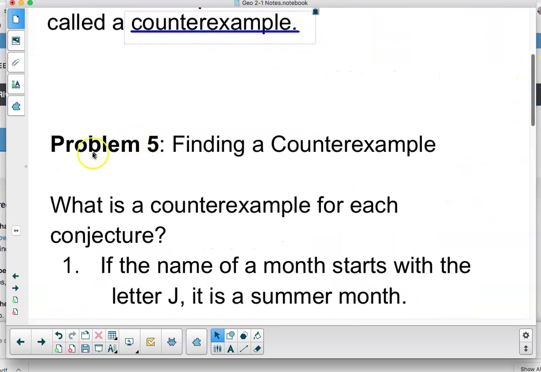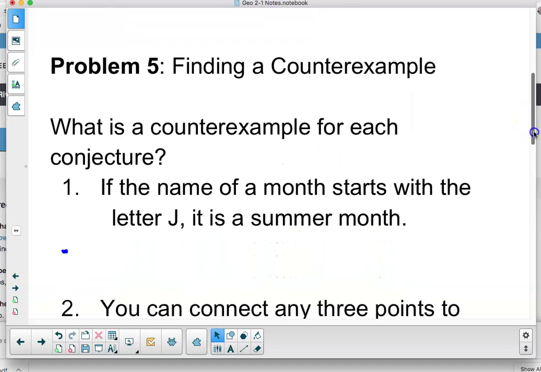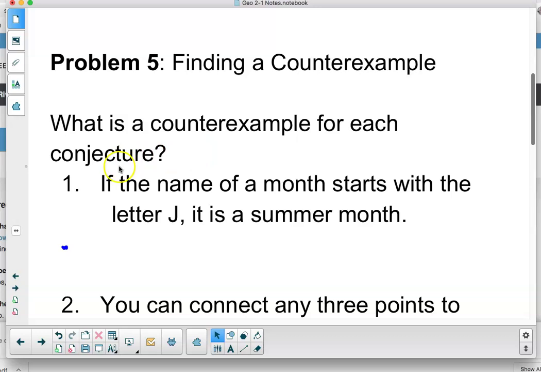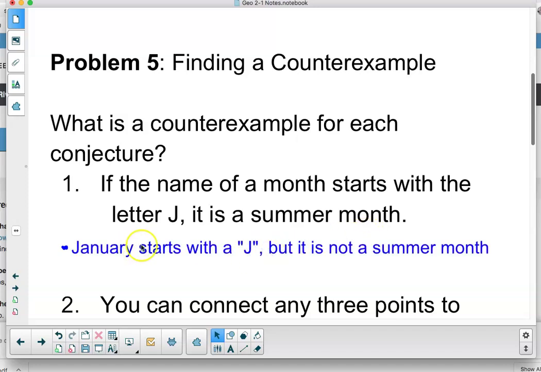Now, in problem 5, I'm telling you right now, we're finding a counterexample. That means I'm pretty much telling you the conjecture I'm reading is wrong. You've got to find why it's wrong. So number 1: if the name of a month starts with the letter J, it is a summer month. And I'll have people going, yeah, June, July, those are totally J's. All J's are summer. But what J isn't summer? January. January starts with a J, but is not a summer month.